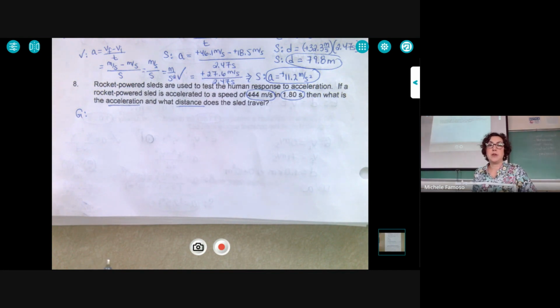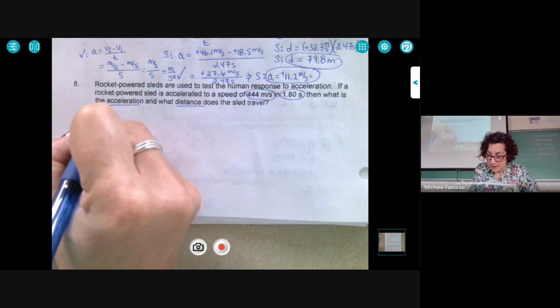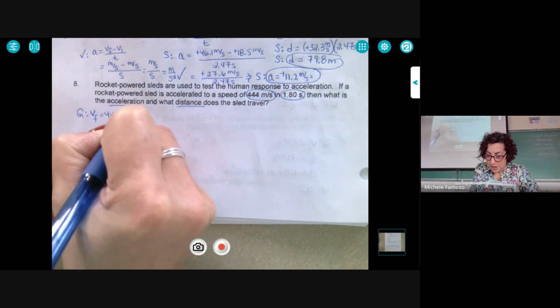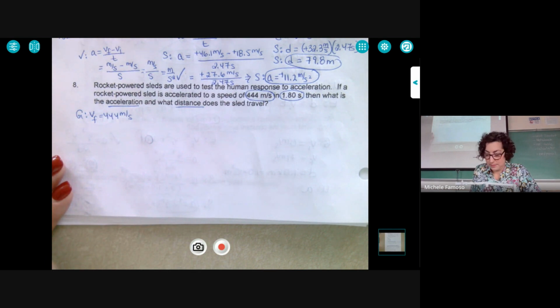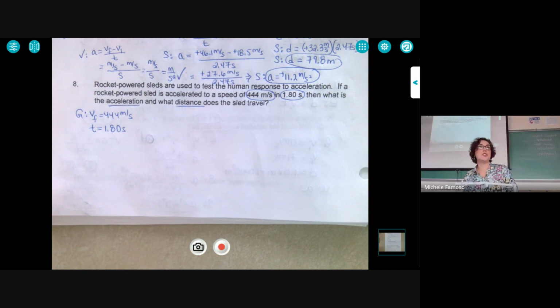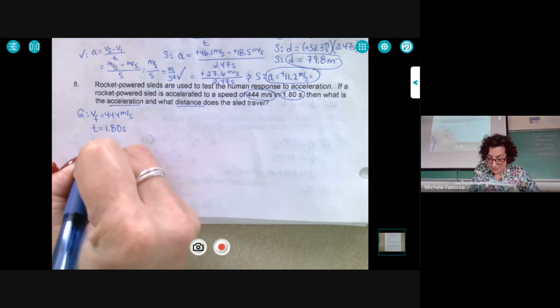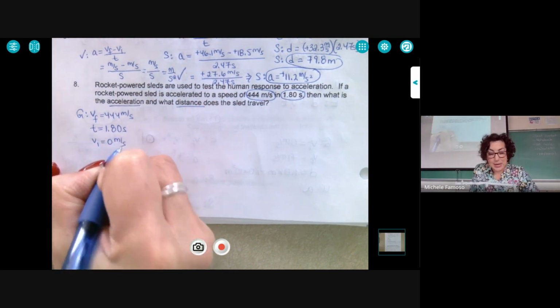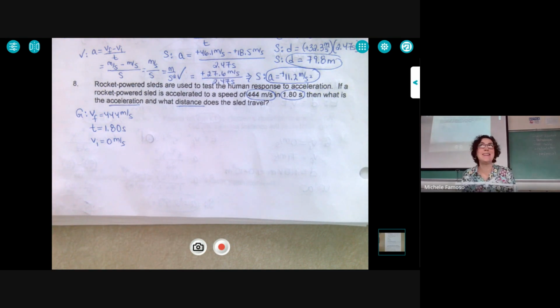So Christian, how about one of the givens? Final velocity of 444. Yeah. Grady, how about another given? 1.80 seconds. Don't drop the 0 or you're changing the sig figs in the problem. And Gabriella, what's the third thing that we know? Yeah, because the people can't get into that sled, the bobsled, if you will, to take off unless it's at rest. It's got to be at rest to start.